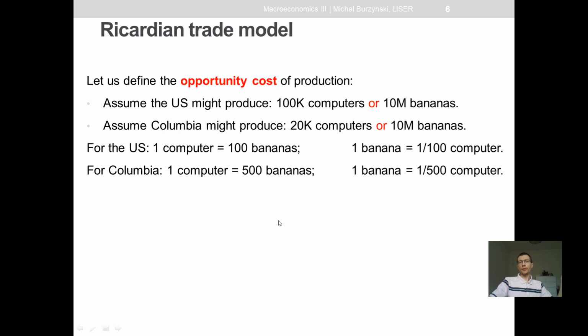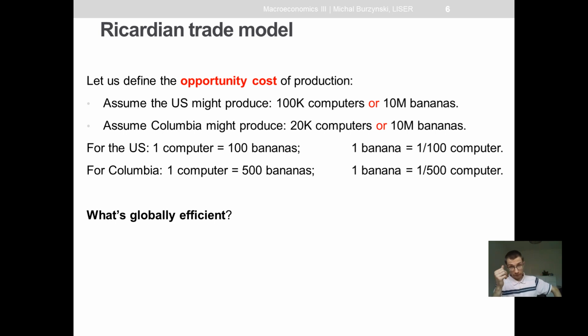So now the question is, what is globally efficient in this two-country economy? What I mean by this is, what allocation of production is efficient so that you maximize the total number of produced computers and bananas in this two-country economy, in the US and Colombia together, okay?